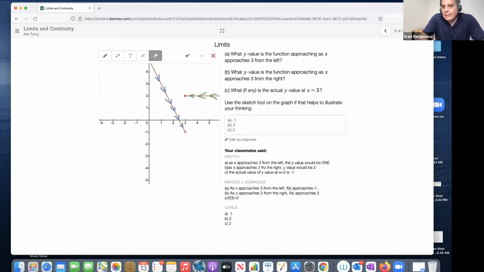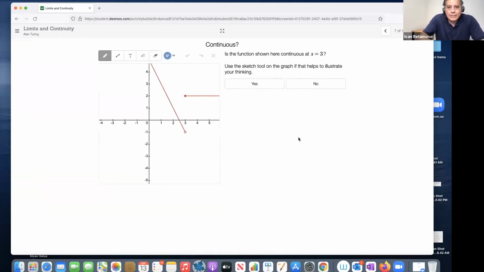One more challenge, probably, or 2, and then we'll go back to lecture. Now, is the function shown here continuous at x equal 3? Is it continuous at x equal 3? Yes or no? Any question? Anybody? And remember, continuity is all about being in one piece. No. Very good, Gonka, Miguel. No, because clearly the graph is broken.